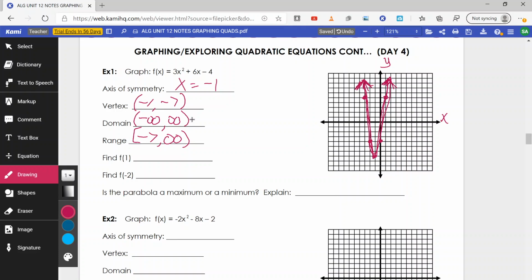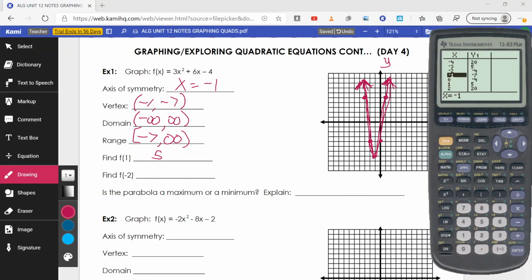Now it says find f of 1. So this is when x is 1, what is y? We can use our graph. Here's my x value of 1. I went up 1, 2, 3, 4, 5 spots. So f of 1 is going to be 5. The other way, we could have used the calculator. When x is 1, what's my answer? It's 5.